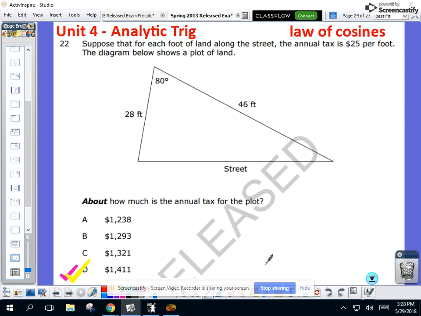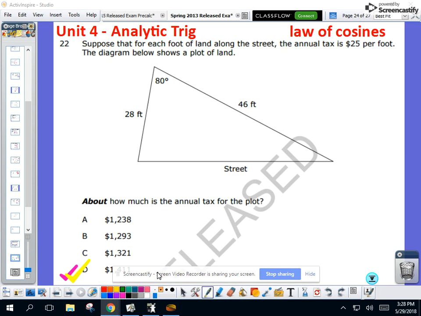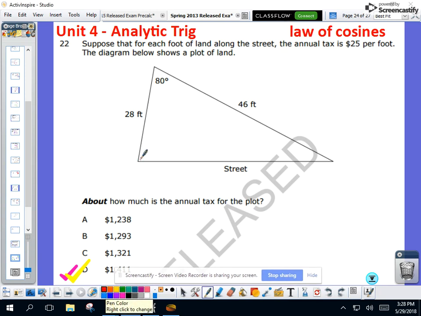Question 22, we've got a nice triangle here with our dimensions, and we are charged an annual tax for anything that is along the street side. So essentially, what we need to figure out is how much real estate is along this street side. Well, we've got a side-angle-side triangle, so that means we get to use the law of cosines for this problem.